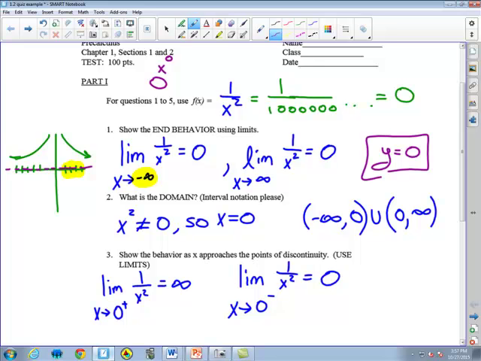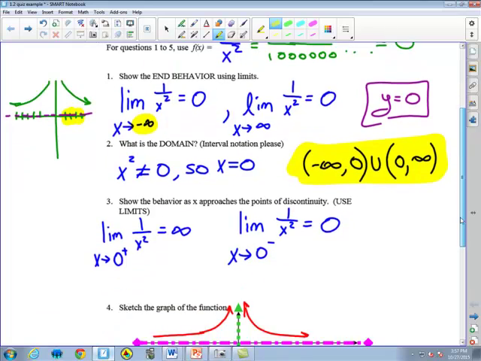That's number 1. Number 2, what is the domain? We know that we are not allowed to divide by 0. So, x squared is not equal to 0. Well, that means we can't plug in 0 for x. So, in interval notation, this is the domain. It's all real numbers except 0.